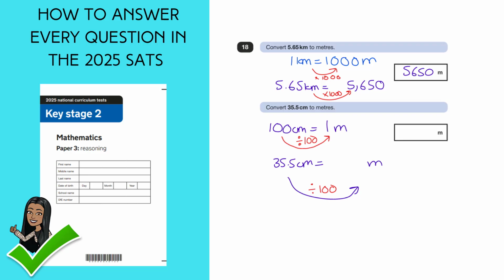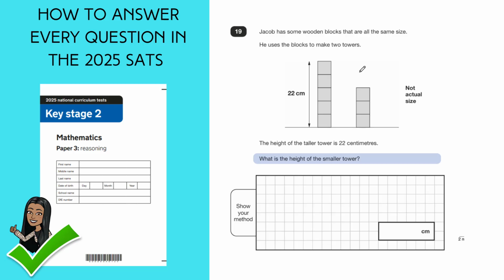If I divide by 100, each digit is going to move 2 spaces. So my 30 moves to a 1, then it moves to a tenth. So I know that this is going to be 0 point, and then my digits always stay together, 3, 5, 5. So this is really knowing how to multiply and divide by 10, 100 and 1,000, and remembering how many of each unit fits in the other. So remembering that there are 100 centimetres in a metre and that there are 1,000 metres in a kilometre. So my final answer is 0.355.